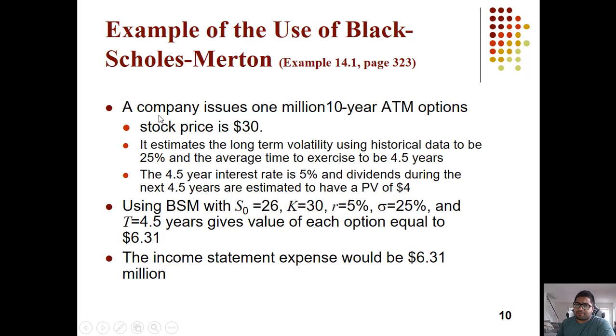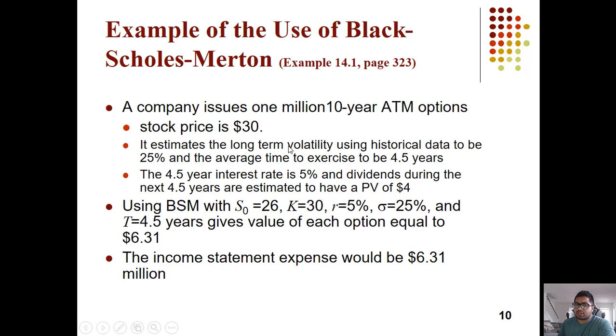Okay, they have given an example. A company issues 1 million 10-year ATM options. Stock price is 30. It is estimated that long-term volatility is 25% and average time to exercise is 4.5 years. So you do not use the total time because you don't know when the options will be exercised. You use the average time in the Black-Scholes-Merton model. The 4.5 years, interest is 5% and dividend has a present value of 4.